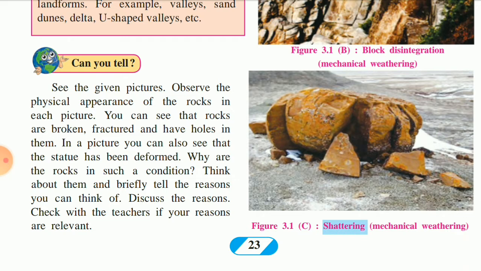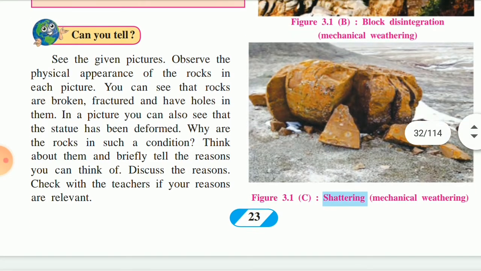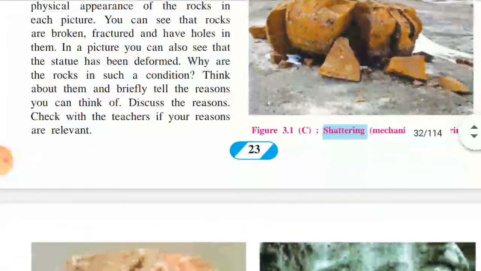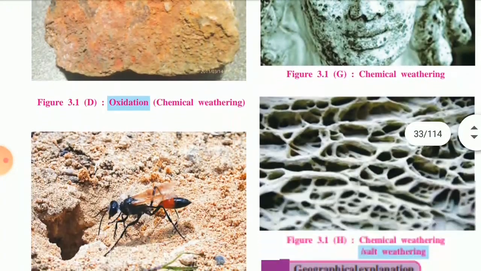Why do you think that in these three pictures, figure 3.1a, b, and c, you see the rocks in this way? Then you can also go on seeing 3.1d, e, f, g, and h, and you tell why these rocks are in this case. So let us move and we will study what is the reason.